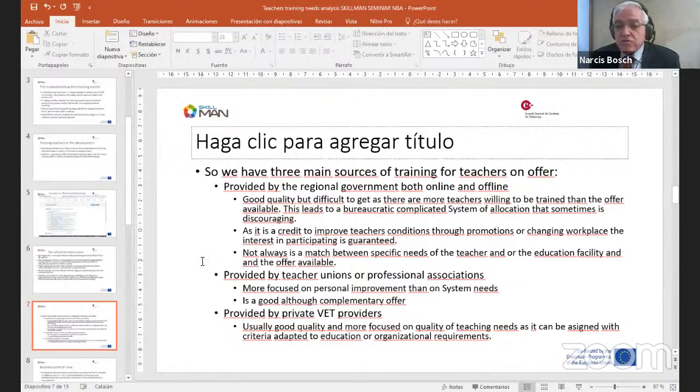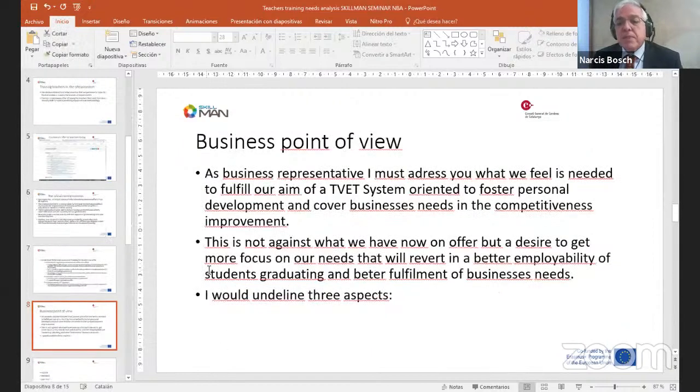Training provided by teacher unions and professional associations is more focused on personal improvement than on the system needs. It is a good, although complementary offer. And then there is the training provided by private vocational training providers that's usually both quality and more focused on quality of teaching needs, as it can be assigned with a criteria adapted to education or organizational requirements without the bureaucratic constraints we spoke about.